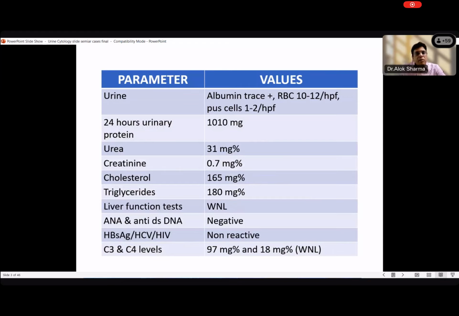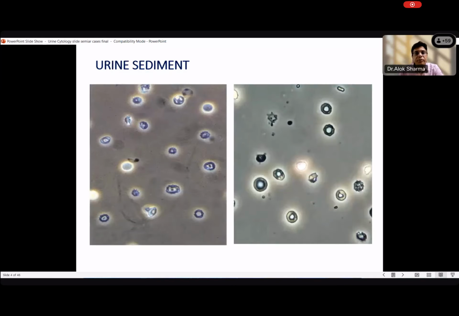There was very little trace albumin in the urine, but a lot of RBCs. No nephrotic proteinuria, and everything else appears okay. Anti-dsDNA is negative, and complements are also normal. So the salient finding here is probably RBCs in urine, or hematuria, with trace, sub-nephrotic, minimal proteinuria. This was the urinary sediment examination which was given. You can see there are some findings on the left side and some on the right side of the picture. These are phase contrast images of the urinary sediment.